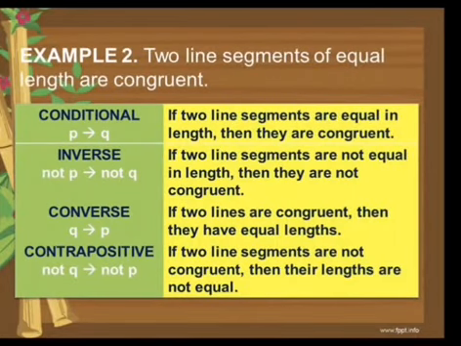Contrapositive: if a polygon is not a quadrilateral, then it does not have exactly 4 sides. Example number 2. Two line segments of equal length are congruent. Conditional, p implies q. If 2 line segments are equal in length, then they are congruent. Inverse, not p, not q. If 2 line segments are not equal in length, then they are not congruent. Converse, if q, then p. If 2 line segments are congruent, then they have equal lengths. Contrapositive, not q, not p. If 2 line segments are not congruent, then their lengths are not equal.